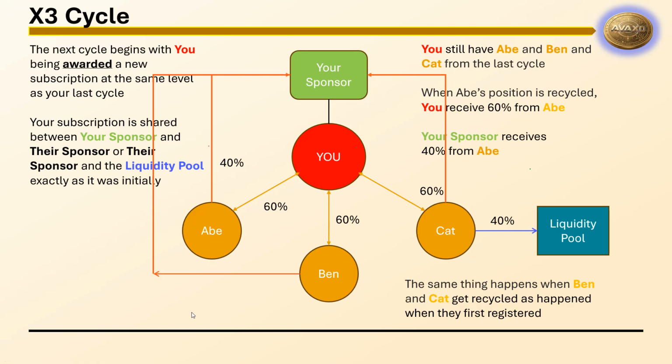You just know that when these cycle, you're going to get 60% times two, which is 120%, which means that if you get involved in this and you introduce two people, as soon as you have two people, you've already got your money back plus 20% profit. Okay, so that's worth knowing.